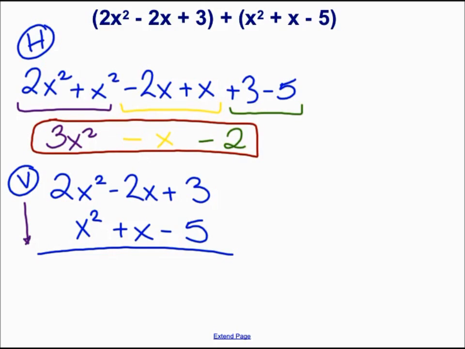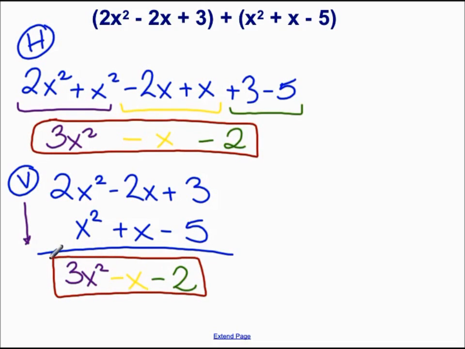So 2x squared plus x is 3x squared. Minus 2x plus x is minus x. And 3 minus 5 is minus 2. So we got the exact same answer. We just did it vertically instead of horizontally.